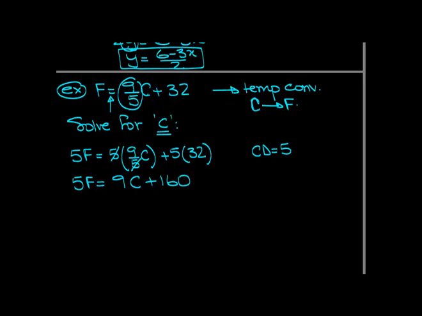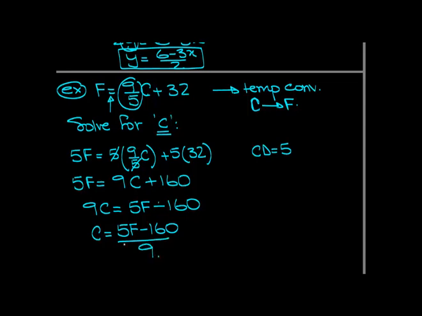So now that we got rid of our fractions, we can easily isolate the variable, the term that contains c. So it's 9c. Let's move the 160 to the opposite side. We get 9c is equal to 5f minus 160. And then you divide everything by 9. So we get c is equal to (5f minus 160) divided by 9.